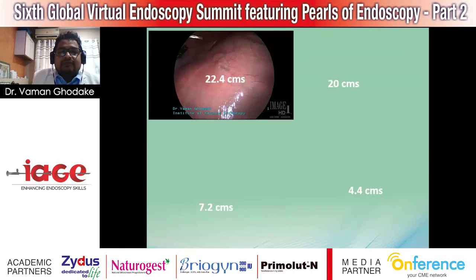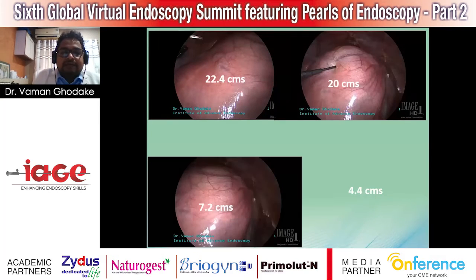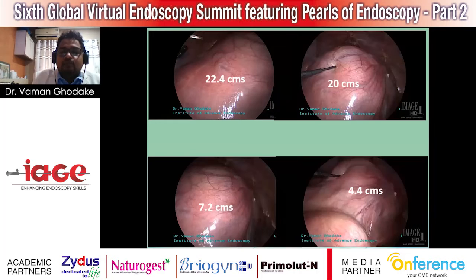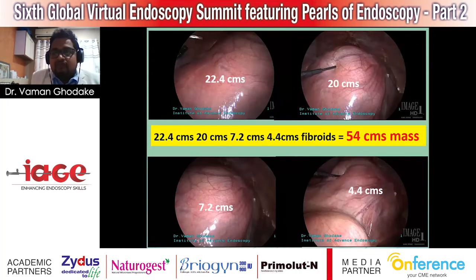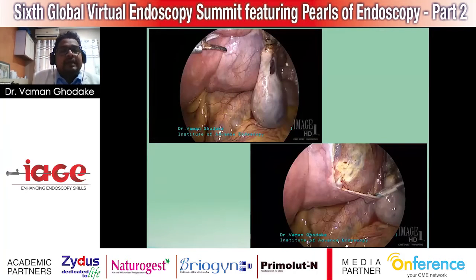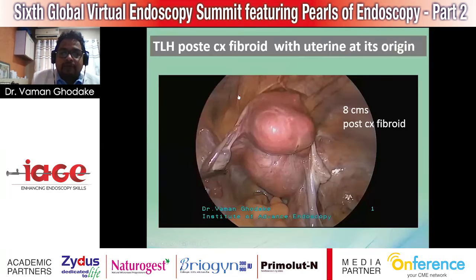Now, if you see the fibroid, this is 22.4, 20 centimeters, 7.2 centimeters, 4.4 centimeters, and collectively, the size is around 54 centimeters. And you can see the vascular engorgement also there. So in these cases, the relevant anatomy has to be clear. And you can see the myomas are completely above the aortic bifurcation, so it has occupied the upper abdomen.